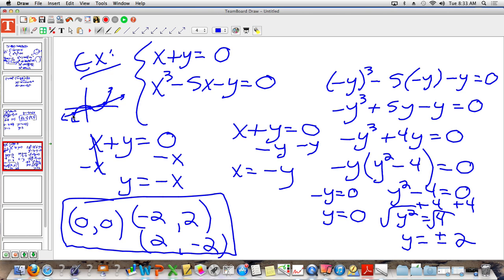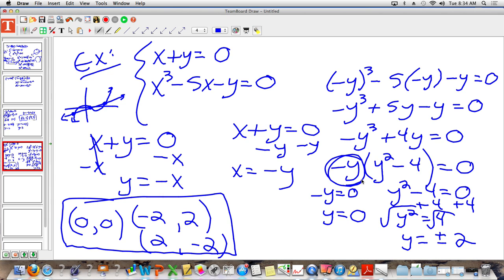But where did the 0 come from? Okay, did you follow me through here, where we got to negative y times y squared minus 4? If you multiplied negative y times y squared minus 4, and we know that equals 0, that means one of these parts has to be 0. So negative y has to be 0, which means y is 0. Or it means that y squared minus 4 is 0. So I had to put each one of these factors equal to 0, and then solve for y individually.